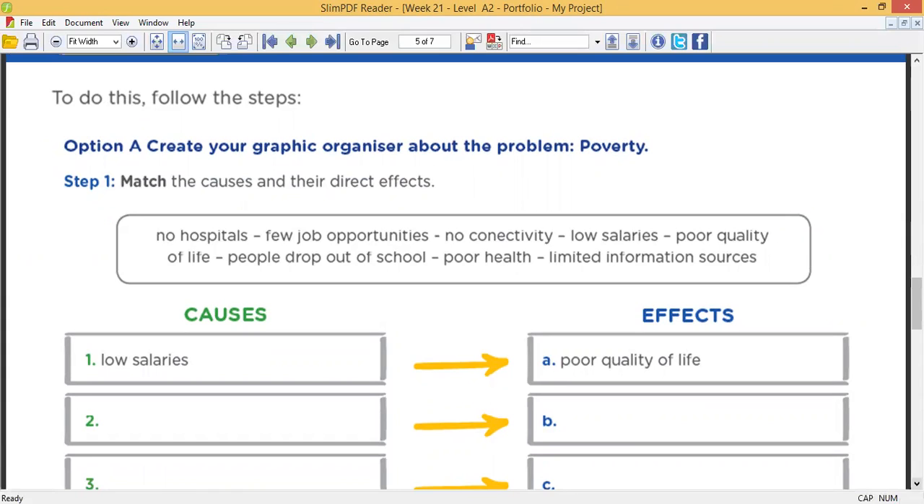Okay, option A, create your graphic organizer about the problem of poverty. Step number 1, match the causes and their direct effects. You have this bubble with some causes and their effects. Remember, causes are the origin of the problem, and effects are the results or consequences.